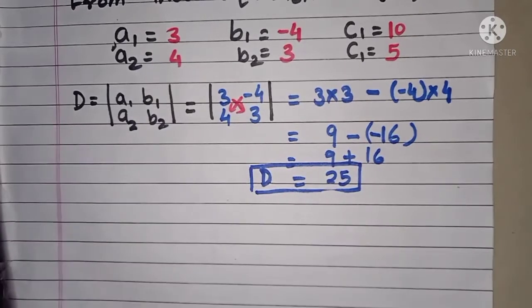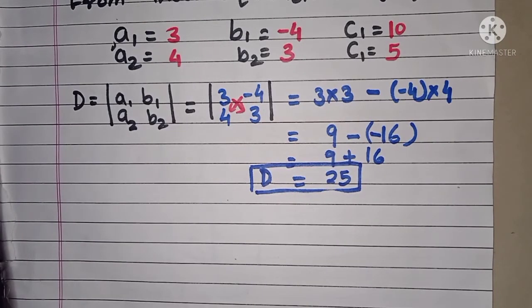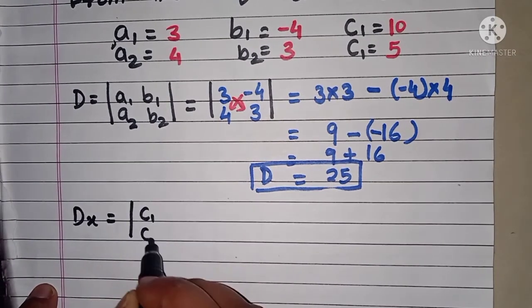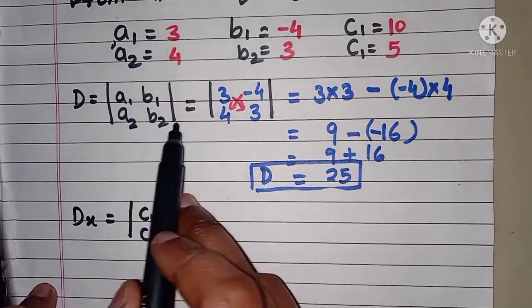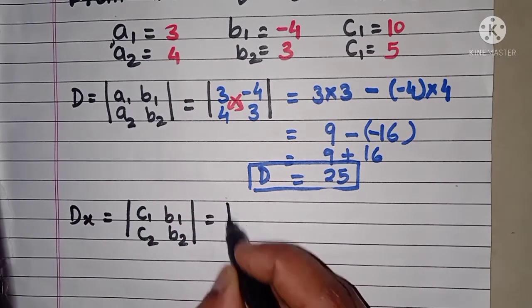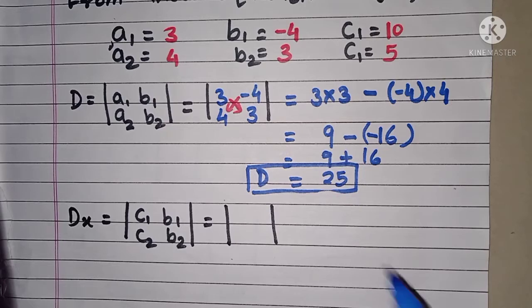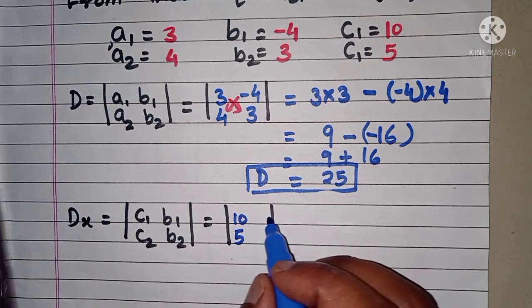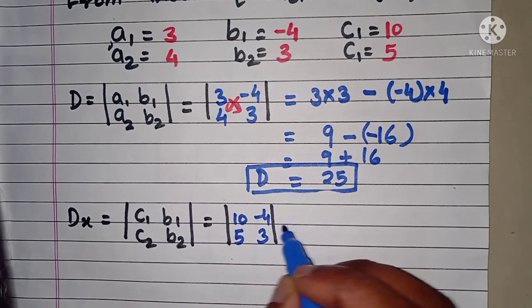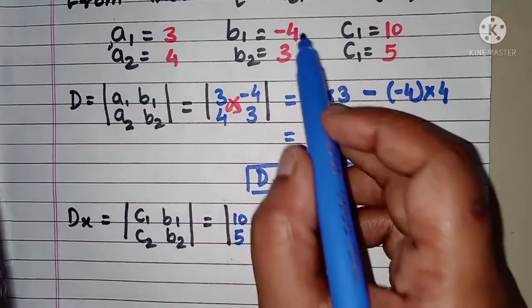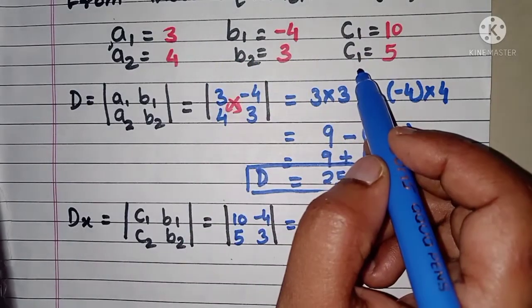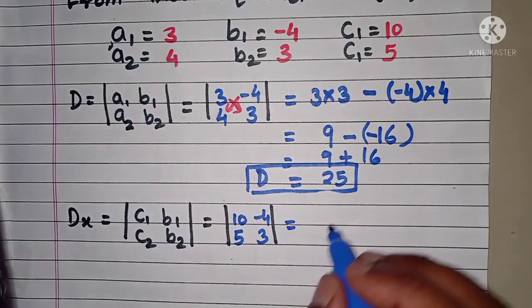Okay, now we will write the formula for Dx: c1, c2, b1, b2. Okay, now you substitute the values: 10, 5, minus 4 and 3. Okay, from here we are writing the values. That's why I said write in this format, you will get everything very simply.